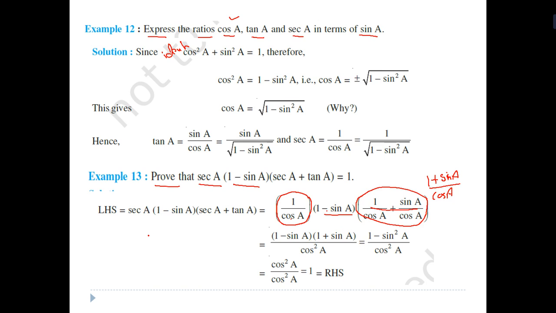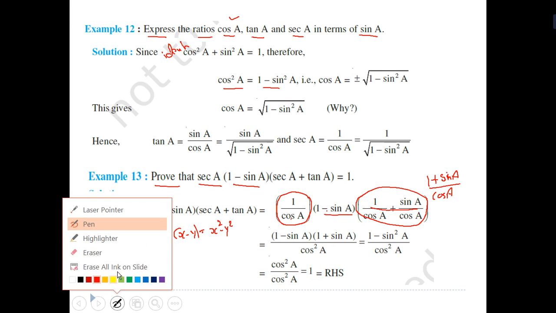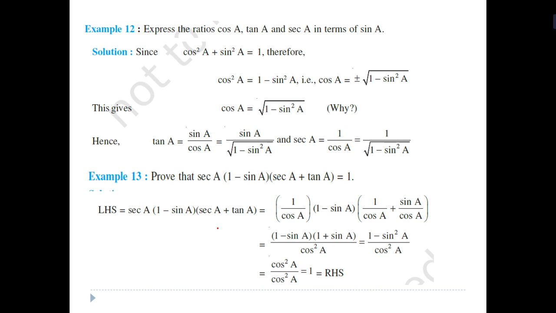So cos A times cos A gives cos square A, and the numerator is (1 minus sin A)(1 plus sin A). Now the difference of squares: (x plus y)(x minus y) gives x square minus y square. So 1 minus sin square A upon cos square A. But we know the identity 1 minus sin square A means cos square A. So cos square upon cos square, and we get the answer 1. That type of sum is in your exercise 8.4. But according to the board rules, only questions 1 to 4 you have to do properly. Now we go for the exercise.